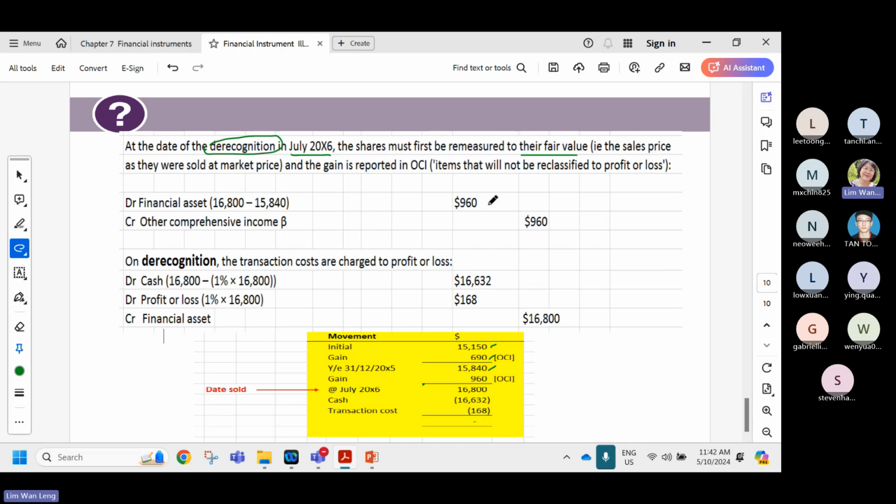Okay? So which means you know that they were sold at 16,800. So between these two, you make another gain of 960. Okay? So you debit your financial assets with the difference of 960, which is from here.